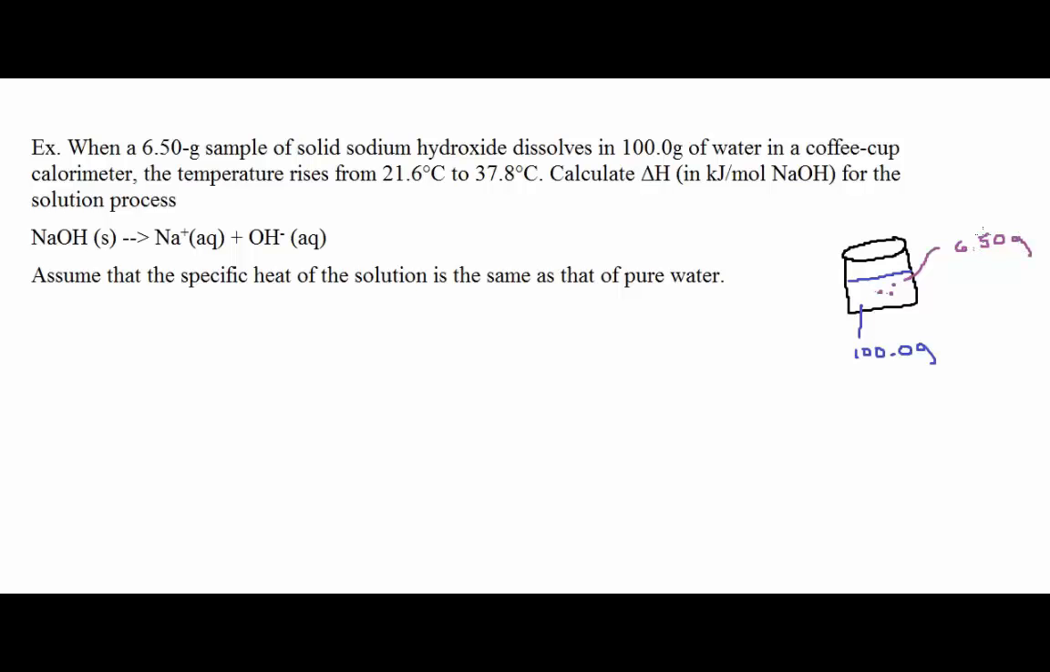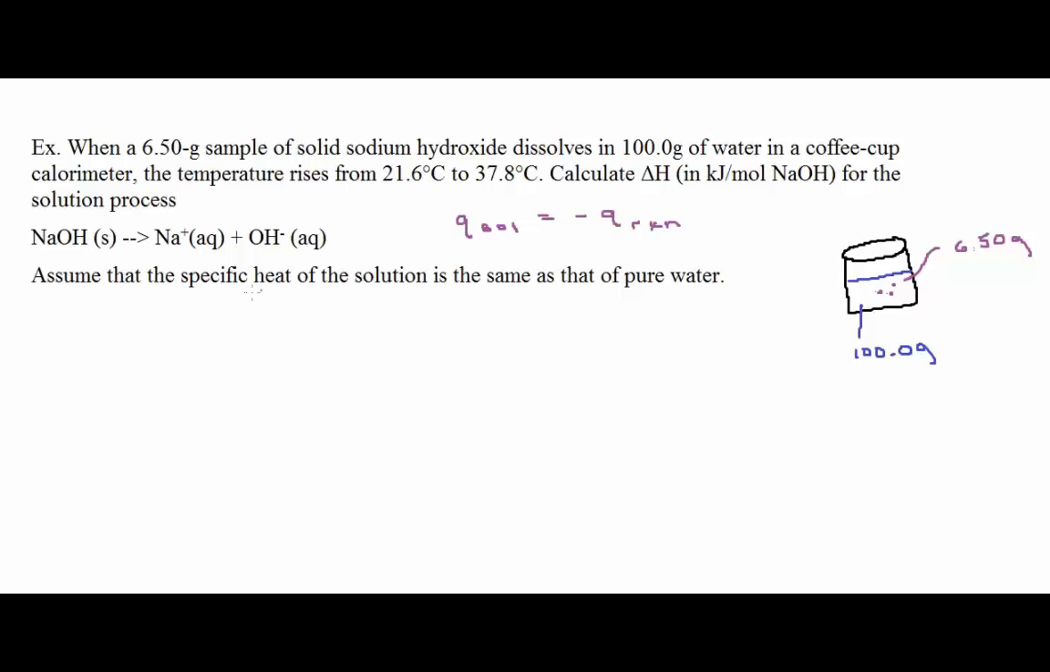The problem tells you that the temperature of the solution rises from 21.6 degrees Celsius to 37.8 degrees Celsius. We know it's the temperature of the solution because that's what the thermometer is going to be in. Based on the equation we looked at before, the heat that the solution absorbs equals the negative of the heat of the reaction. So I'm going to solve for the heat absorbed by the solution, and the negative of that will be the heat released by the reaction.